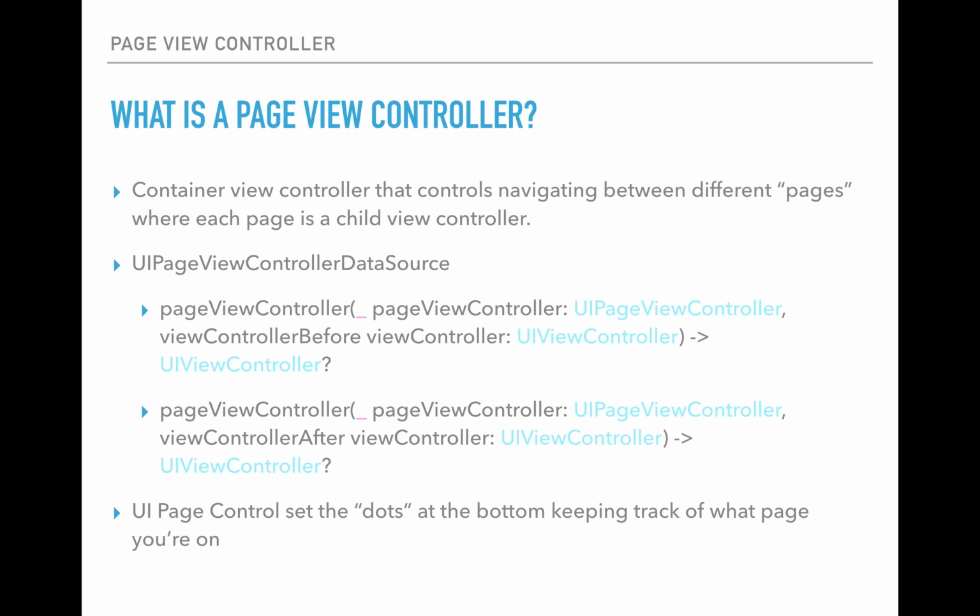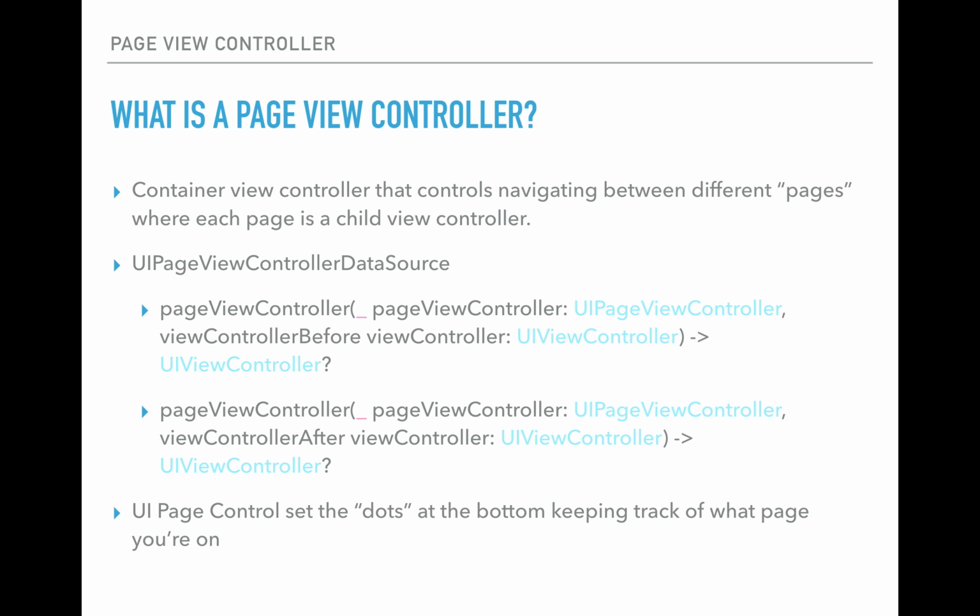Okay, great. Next we have what's called a page view controller. It's pretty intuitive what a page view controller is. It's basically a list of pages and you can swipe left and right between them. There's a few things to note. It's kind of similar to your table view. You have a data source and you also have a delegate that you can override.